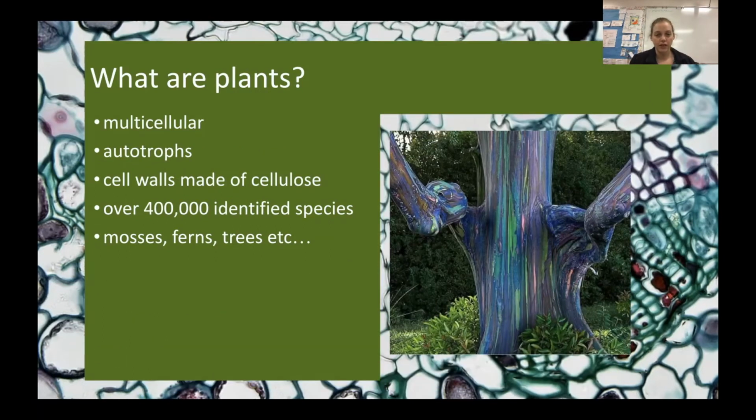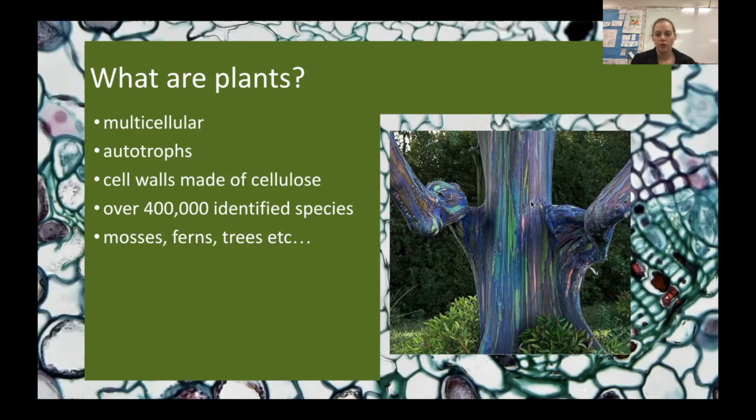Plants are an extremely varied group. They are all multicellular all the time. They are always autotrophic. They make their own food through photosynthesis, and they use chloroplasts in order to do that. Their cell walls are made of cellulose. This is one of the polysaccharides that you need to know. So it's many monosaccharides linked together. Very tough. Used for structure. There are over 400,000 identified species of plants, and new ones are emerging all the time, including everything from mosses to ferns to your angiosperms and gymnosperms as your big trees.